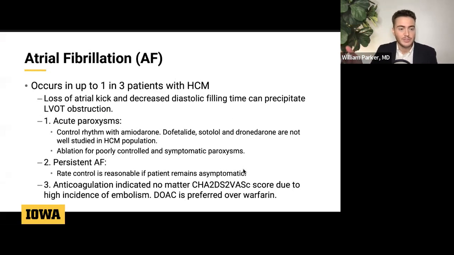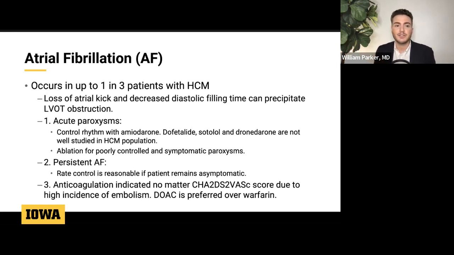With atrial fibrillation, you get loss of atrial kick and you get decreased diastolic filling time because, generally speaking, you're more tachycardic. Both of these can decrease volume in the LV and therefore contribute to obstruction. So if a patient pops into AFib and out, or has paroxysmal AFib, it's not unreasonable that they become profoundly symptomatic when they're in it, and then it resolves when they're not in AFib.